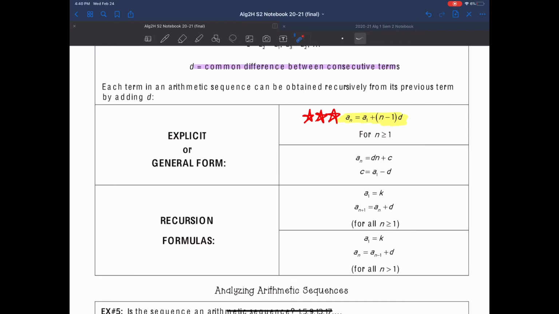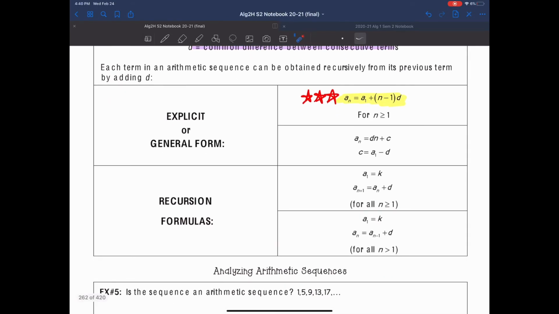We also have the formulas a sub n equals dn plus c, and c equals a sub 1 minus d. But again, we will be using that common formula that we see above in the highlighted portion. All right, and we can also use the recursion formulas, which we touched on a little bit already. What this says is a sub 1 equals whatever your first term equals. That's the first part of the recursive formula. And then we have the formula a sub n plus 1 equals a sub n plus d.